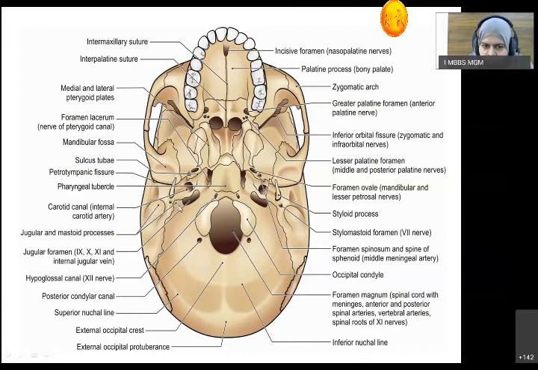This is the jugular process and mastoid process. This is the carotid canal for the passage of the internal carotid artery. Then this is the styloid process. This is the stylomastoid foramen for the passage of the 7th cranial nerve, the facial nerve. Then the foramen ovale for the passage of the mandibular nerve, accessory meningeal artery, lesser petrosal nerve, and emissary vein. Okay. So that is all about the norma basalis.